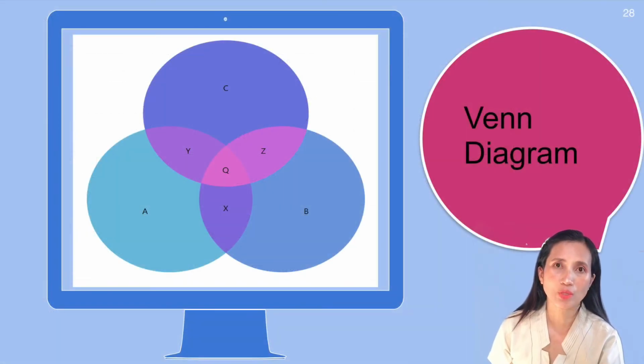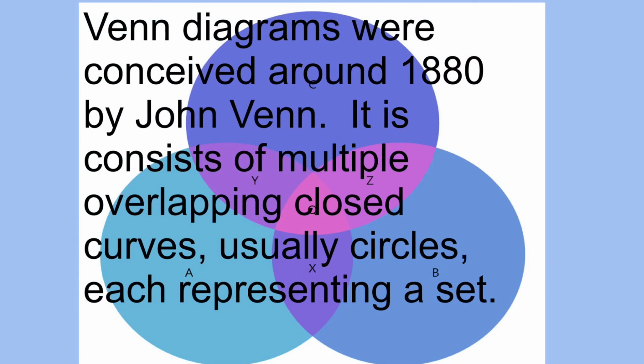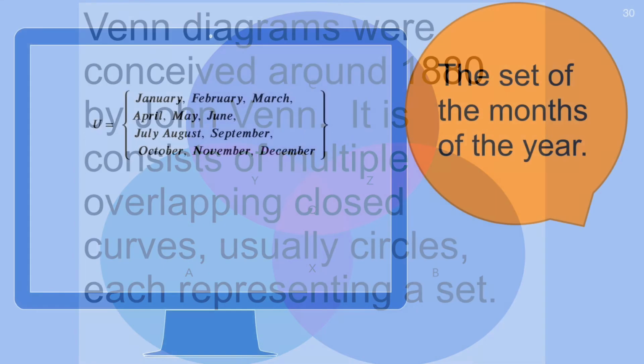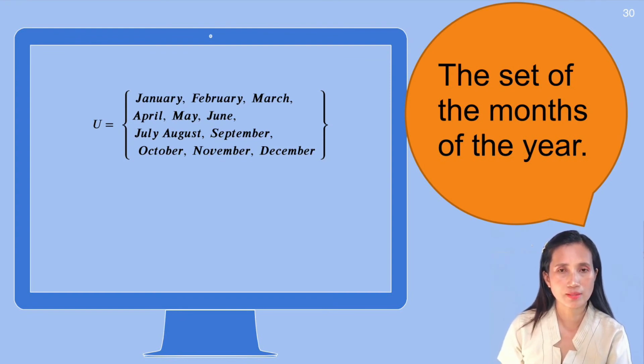Our discussion about sets will be clearer to you with the use of Venn diagrams. Venn diagrams were conceived around 1880 by John Venn. It consists of multiple overlapping closed curves, usually circles, each representing a set. For now, let us use Venn diagrams to represent the following sets. First is our universal set. Now let us consider the set of the months of the year. The elements are January, February, March up to December.